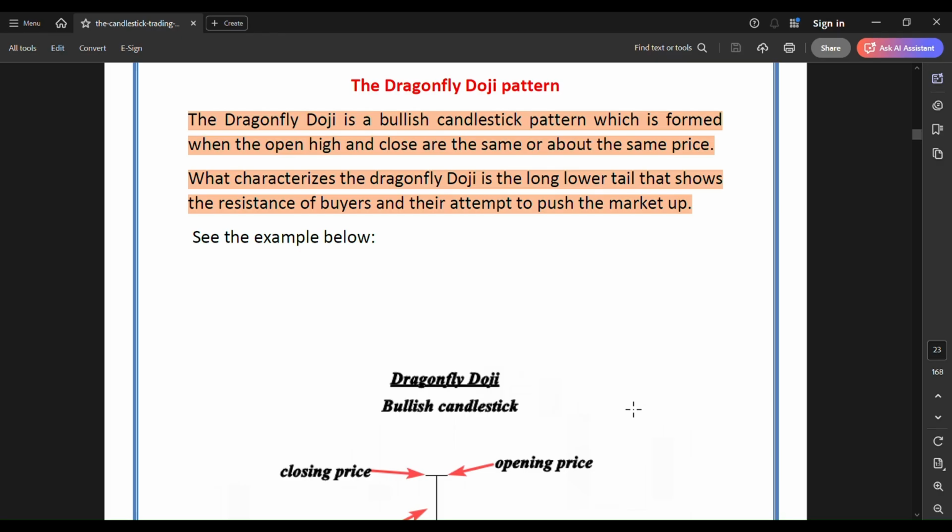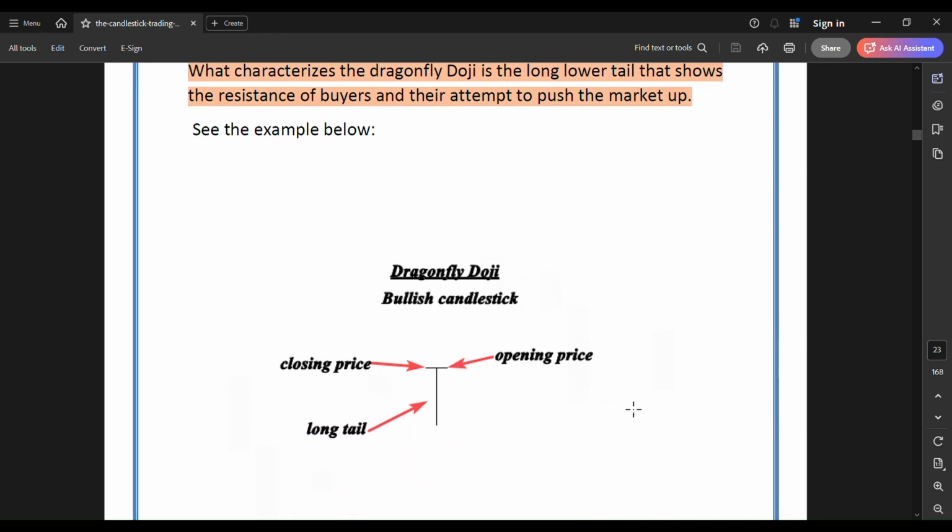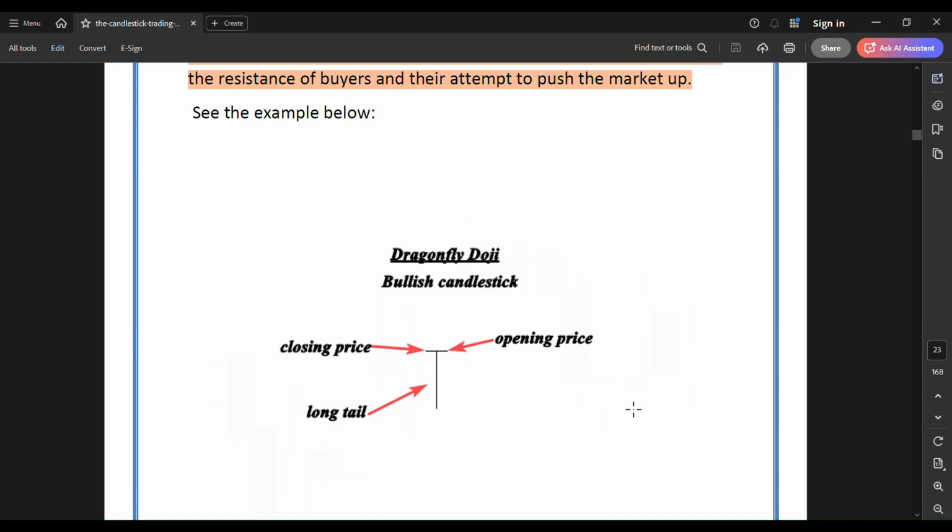The dragonfly doji. The dragonfly doji is a bullish candlestick pattern which is formed when the open, high and close are the same or near the same price. What characterizes the dragonfly doji is the long lower tail that shows the resistance of buyers and their attempts to push price up. Okay, so it's a bullish candlestick that indicates that price is going towards the upside, and it's called a dragonfly doji.